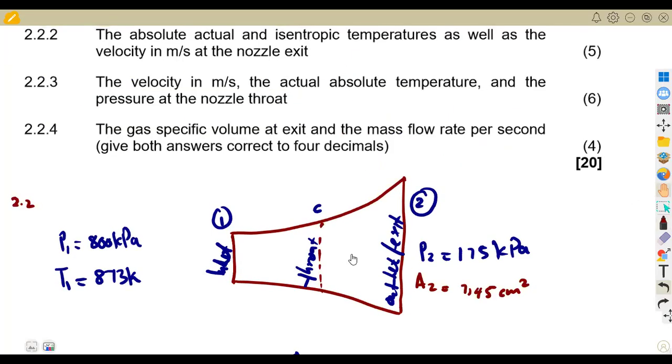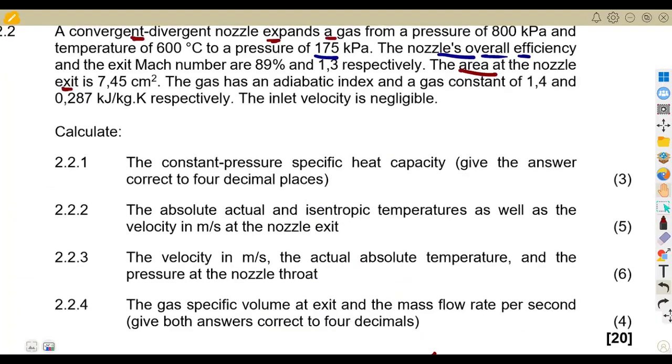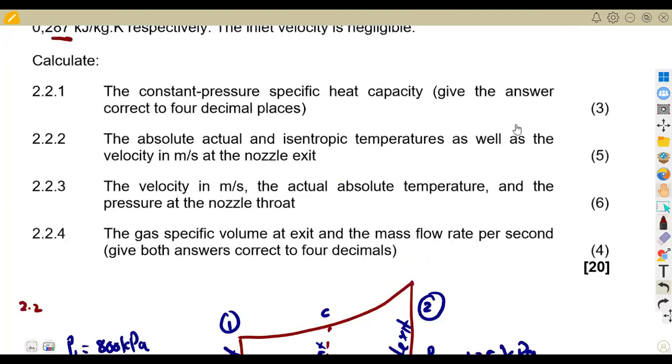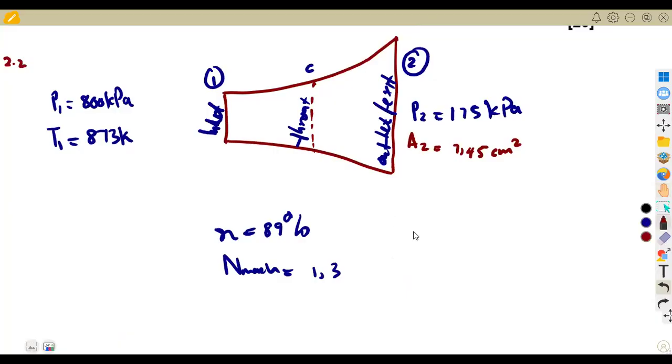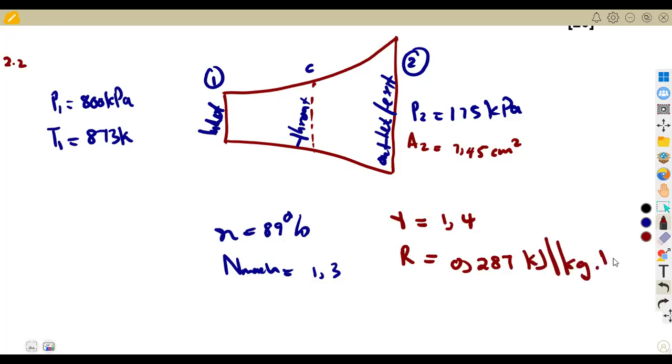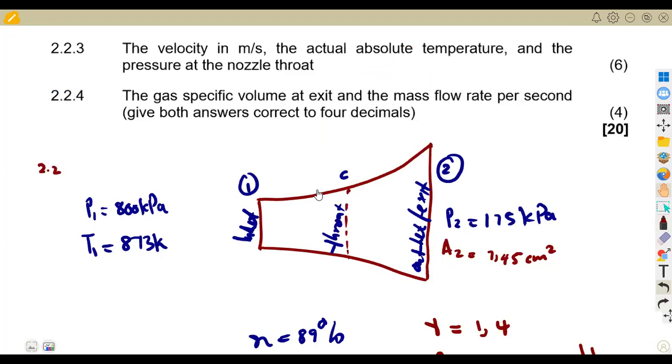What else are we given? We are also given the adiabatic index and the gas constant. So the adiabatic index, gamma, is 1,4. And the gas constant, R in that case, is given as 0.287 kilojoules per kg Kelvin. All right, then what else do we have here?